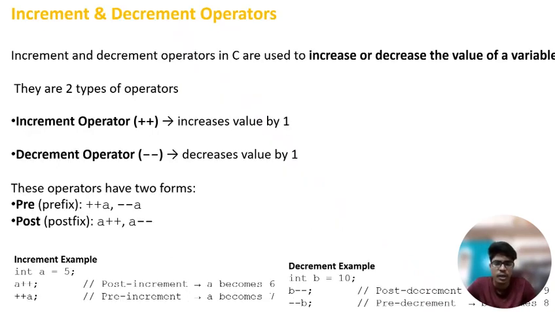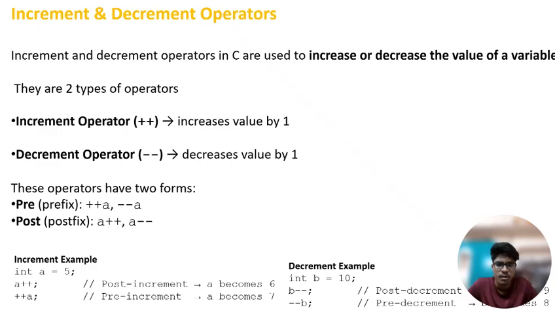Increment and decrement operators. Increment and decrement operators in C are used to increase or decrease the value of a variable. There are two types of operators: number one, increment operator; number two, decrement operator. Increment operator is represented as plus plus. Decrement operator is represented as minus minus. It increases the value by one using the increment operator. By using the decrement operator, we can reduce a value.